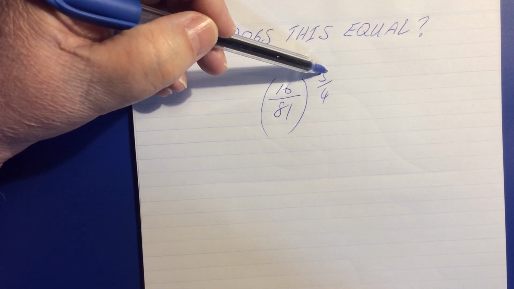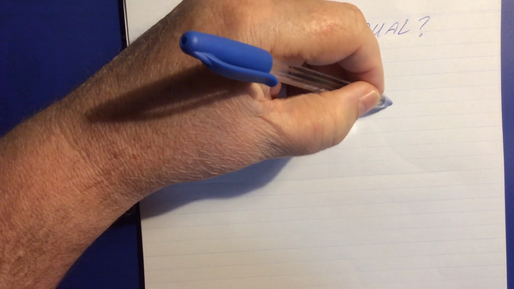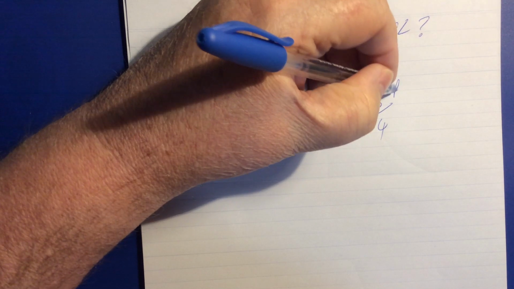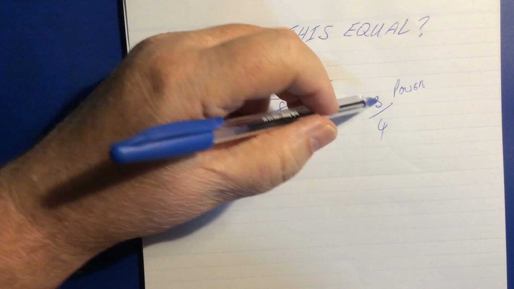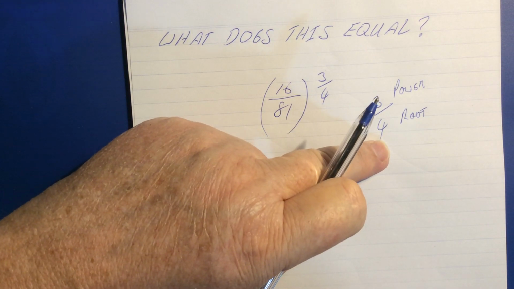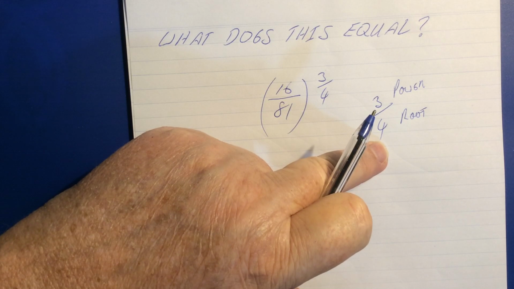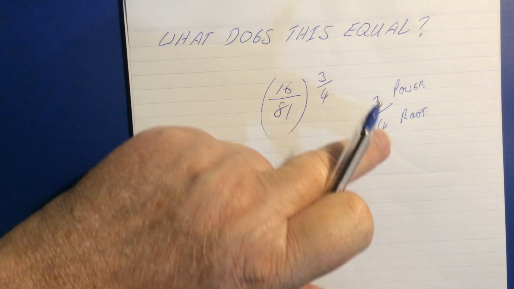Two things in particular. We've got a fractional index, which means that this thing does two things. This raises our values in here to a power, to the power of 3. This takes them to the fourth root. So we have a choice about how we go about this. We can either start with this or start with this.